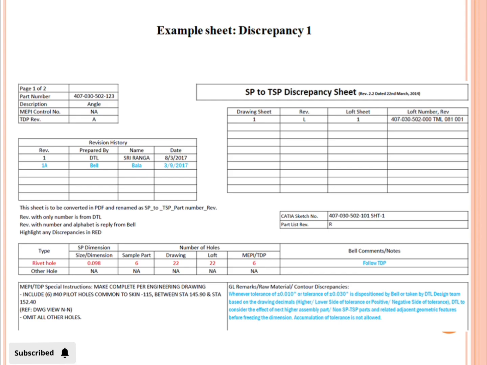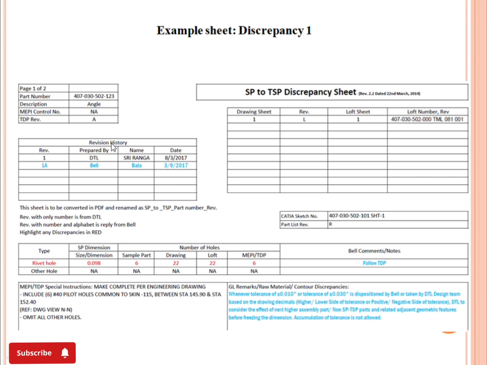So this is about the discrepancy sheet. Here the part number is 407-030-502-123. This part number refers to sub-assemblies of sub-assemblies. In the turnover bulkhead assembly there are 4 parts, and one part in the turnover bulkhead assembly has the part number 407-030-502-123.